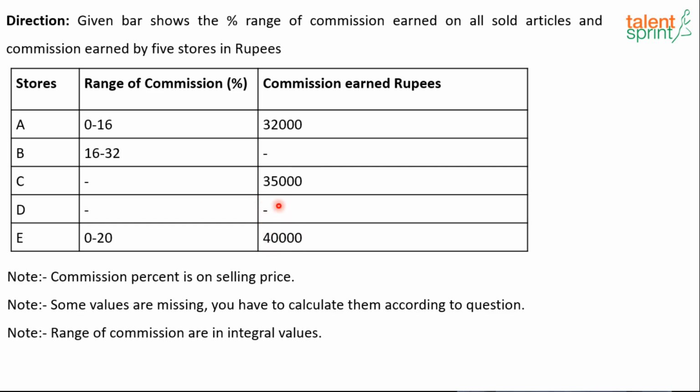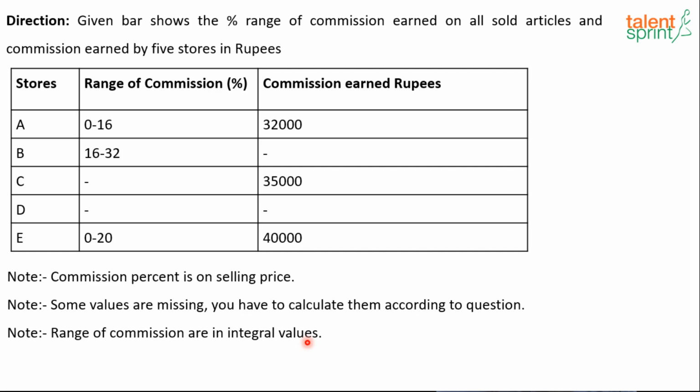Also, some important points given here. It says the commission percent is on selling price. Very, very important to note, right? The commission percent is on selling price. Some values are of course missing, like we have already observed, and we have to calculate them according to the question. And the last part here is that the ranges of commission are in integral values, right? These are integers and not fractional values.